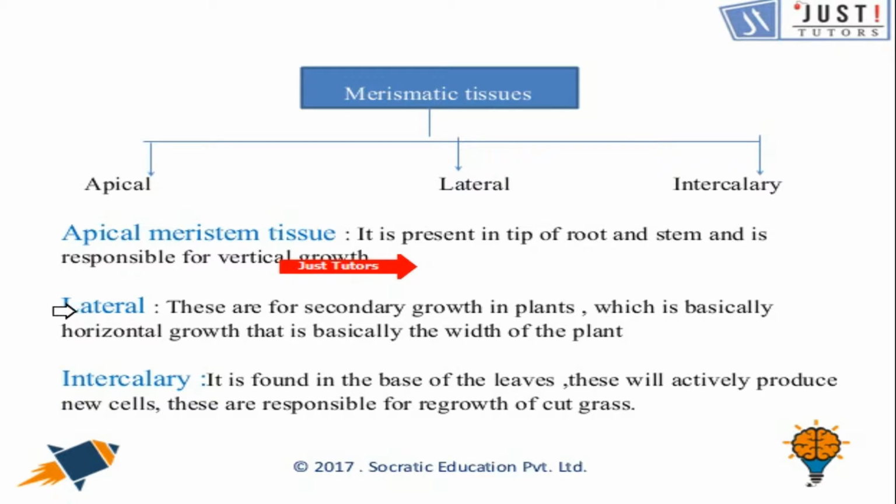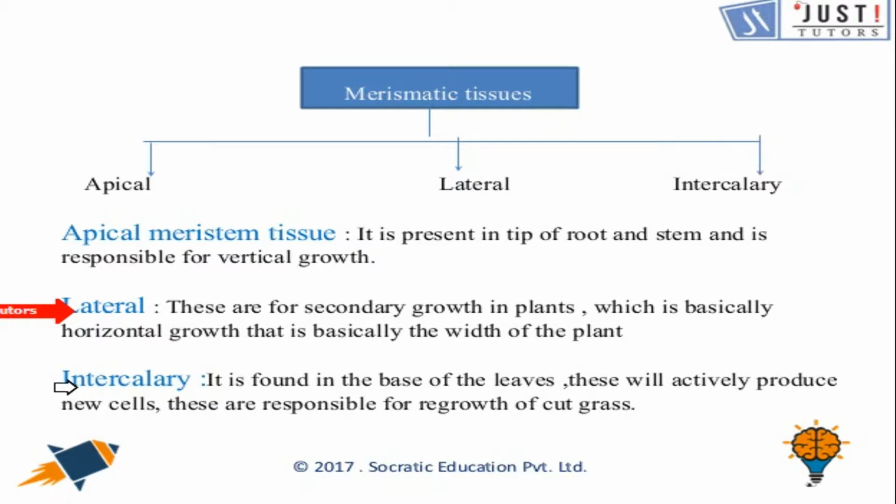Let's talk about lateral now. It lies on the lateral sides of stem and root, or occurs along the sides of the longitudinal axis of the plant. It helps in increasing the diameter, or basically giving width to a plant.